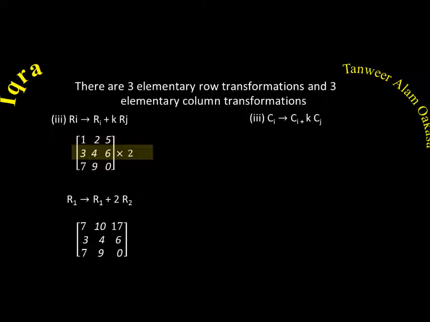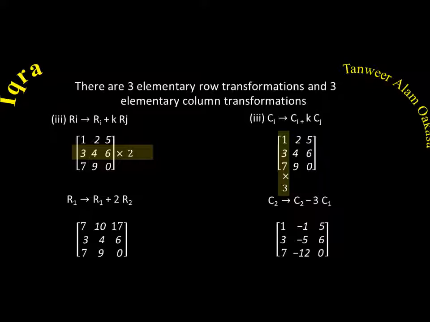Again, I can do a similar operation on the column. For example, if I have this matrix and I apply this transformation that I multiply minus 3 to column 1 and add to column 2, and I have applied this transformation to column 2. So what will happen? My column 2 will become, I have multiplied minus 3 here to this. So 1 into minus 3 plus 2, I get minus 1. Then minus 3 into minus 3, minus 9 plus 4, minus 5. And minus 3 into 7, minus 21 plus 9 is equal to minus 12. So I got a transformed matrix which is equivalent to the original matrix.